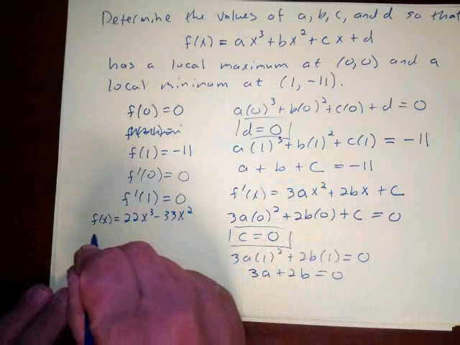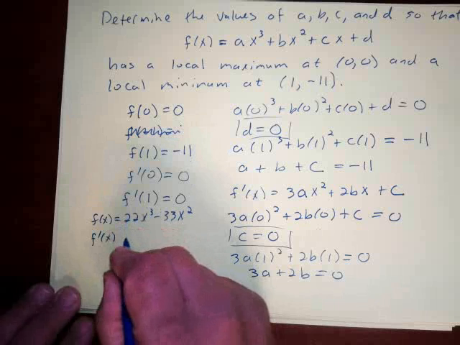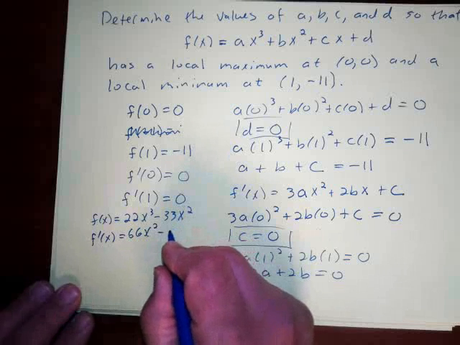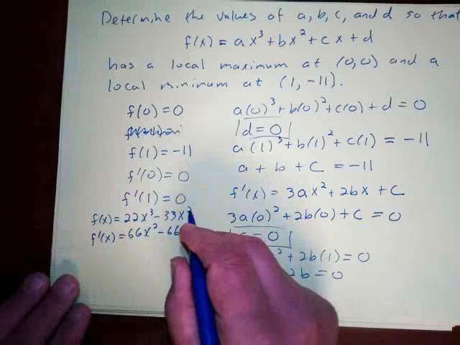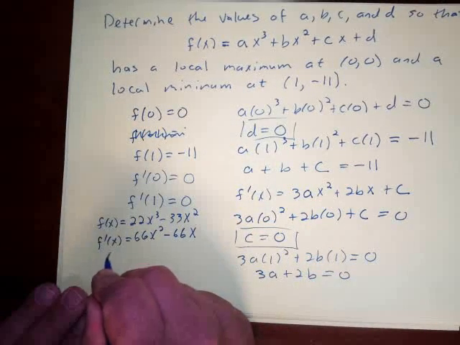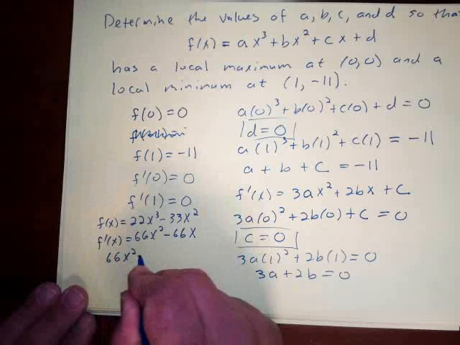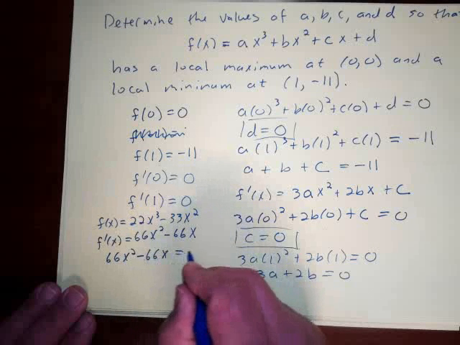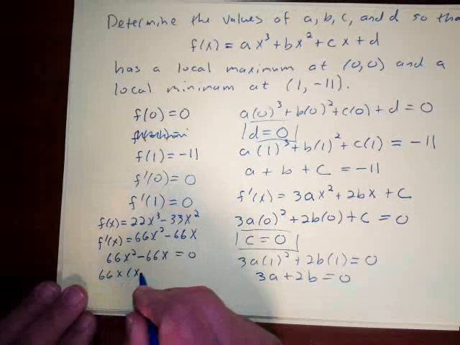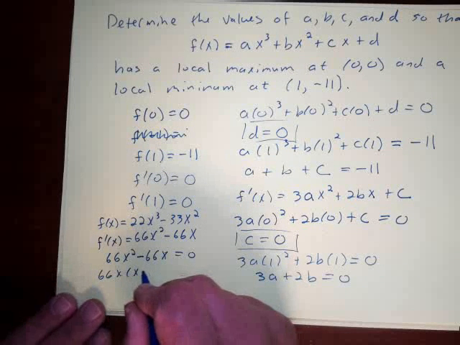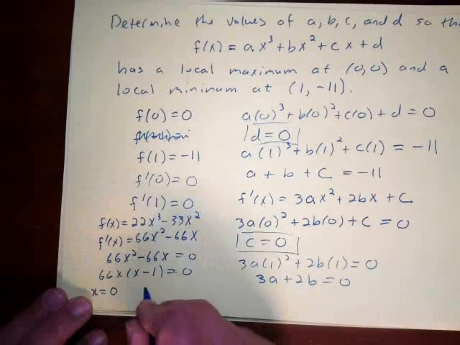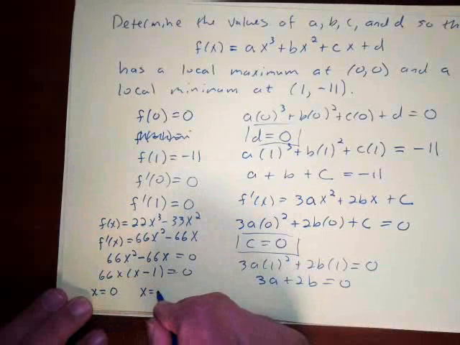So what I could do is take the derivative here, and when I do that I get 66x squared minus, bringing this down, 66x. And so now, setting this equal to 0, I get 66x squared minus 66x is equal to 0. And so I can bring out 66x, and I get x minus 1 is equal to 0. So I get a critical point at 0 and a critical point at positive 1.